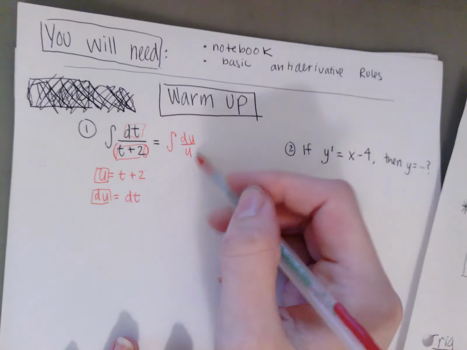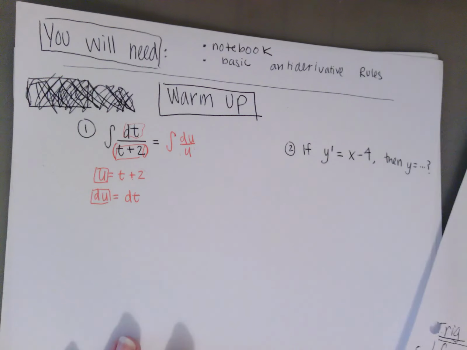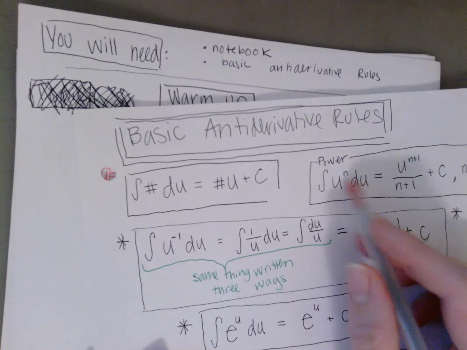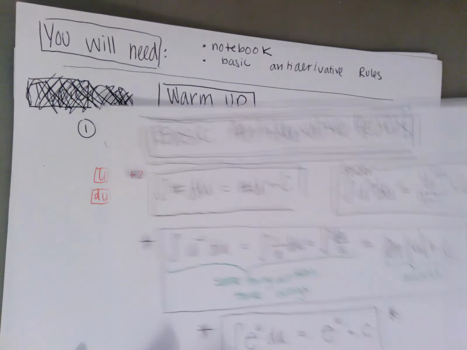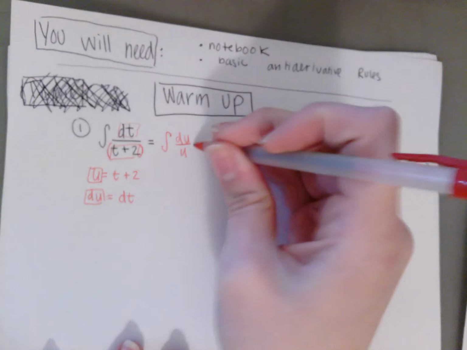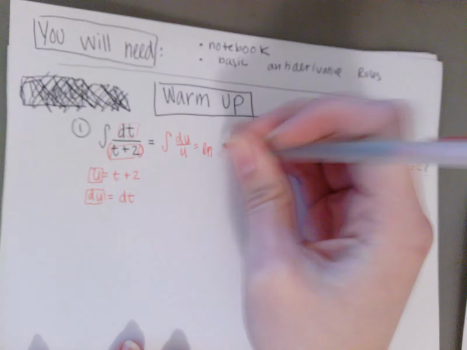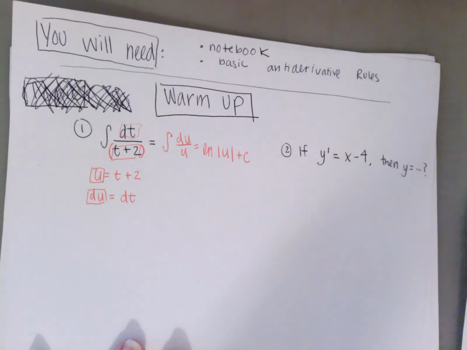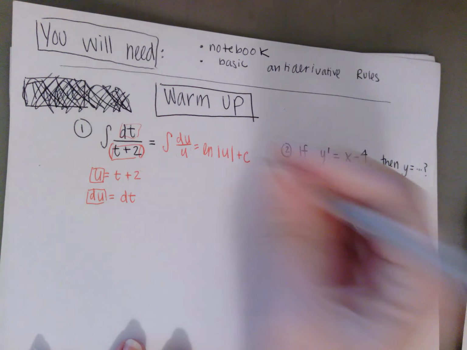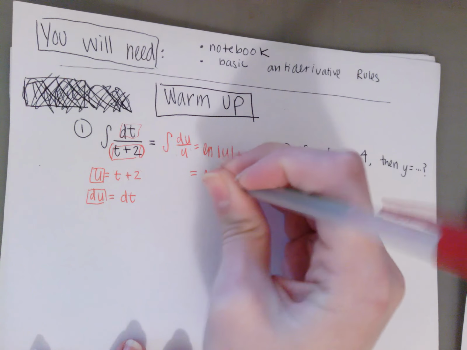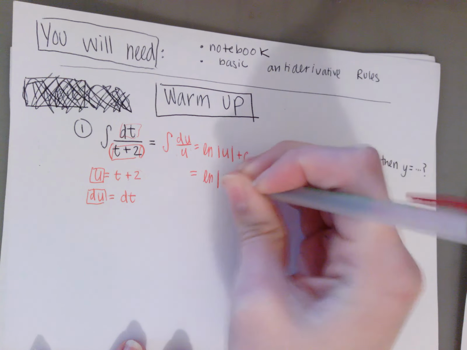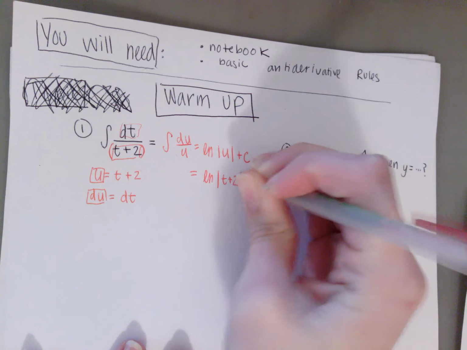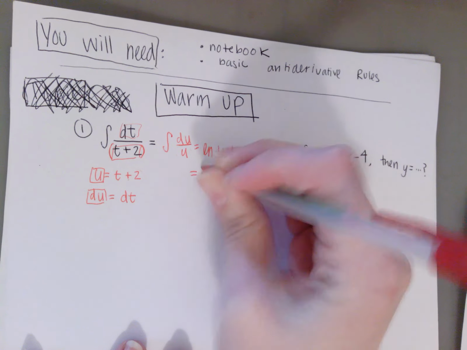Now this only works if it's u to the first power down in the denominator. If it were u to any other power, we would be using the power rule. But this is the natural log, so this is ln, the absolute value of u, plus c. And then there's one more step. This is ln, the absolute value of t plus 2, plus c. There's number 1.